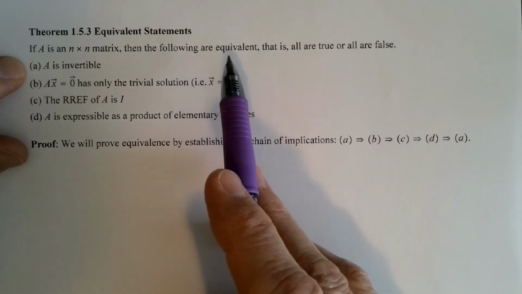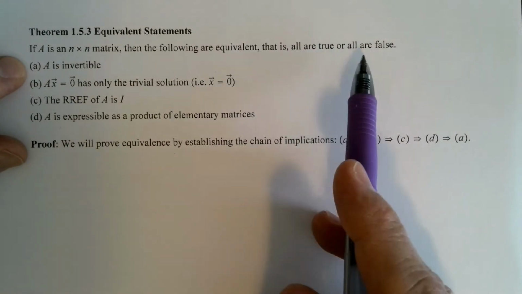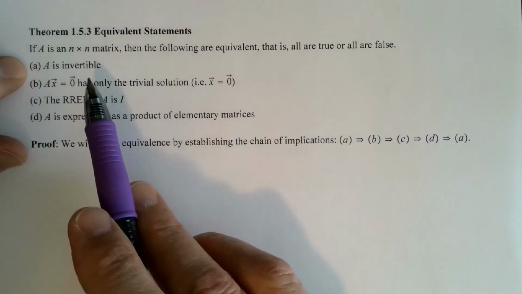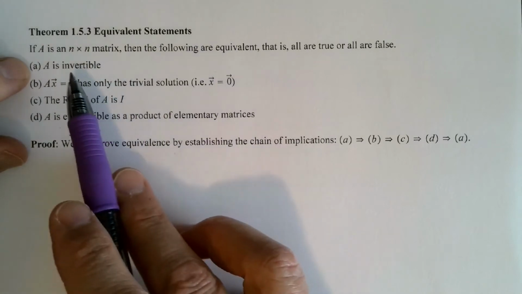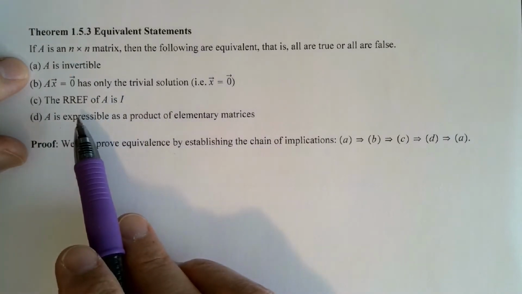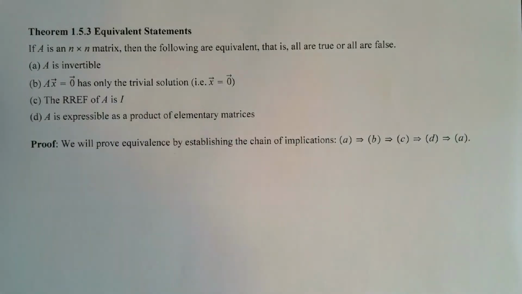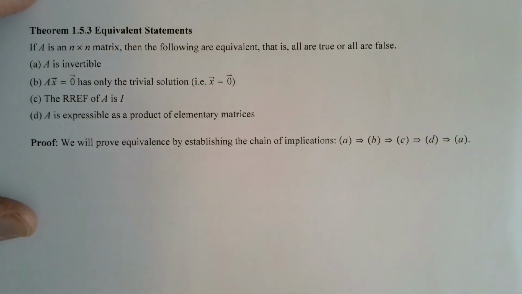And what do we mean by equivalent? That means they are all true or they're all false. So it's very important when we say statements are equivalent. That means if any one of these four statements is true, then the other three must be true. And if any one of these four statements is false, then the others must be false. And so that's a powerful connection we have there.